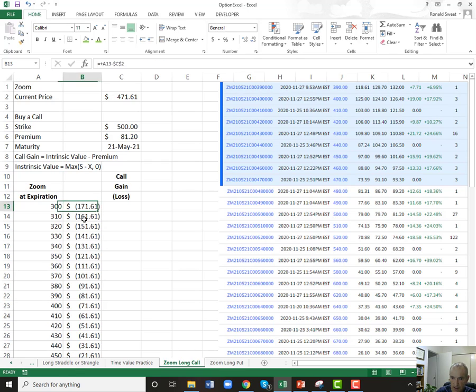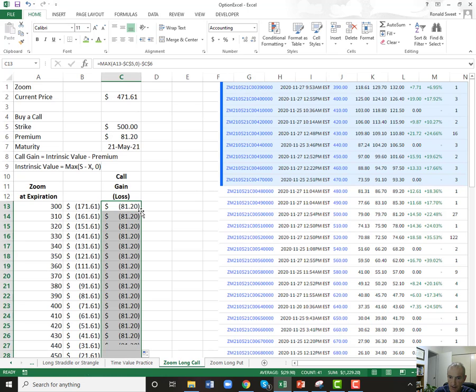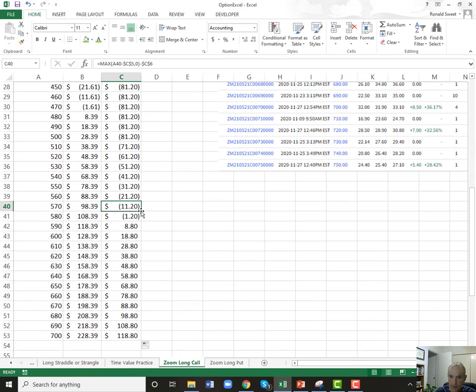So we'll enter that in there, and we'll do equal max, the stock minus the strike. In this case, that's 0, right? Because it went down. It went down from 471 down to 300. So a call option makes you no money, but then you have to pay the really high option premium here, $81. We'll copy that down.